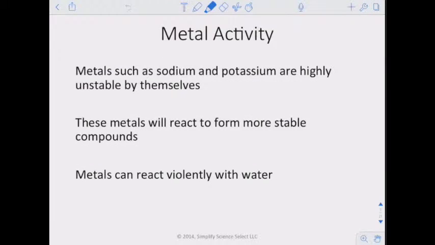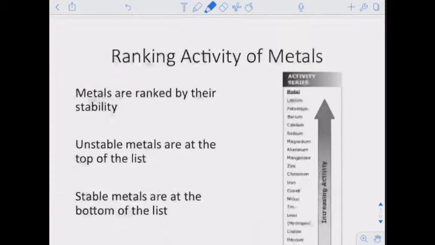Now, metal activities. Metals such as sodium and potassium are highly unstable by themselves, so they will always want to form bonds. The metals will react to form more stable compounds. That's what it means by wants to react to form bonds. When sodium and potassium form bonds, they become more stable. Metals can react violently with water. So if we put pure sodium into water, it reacts violently, it'll blow up.